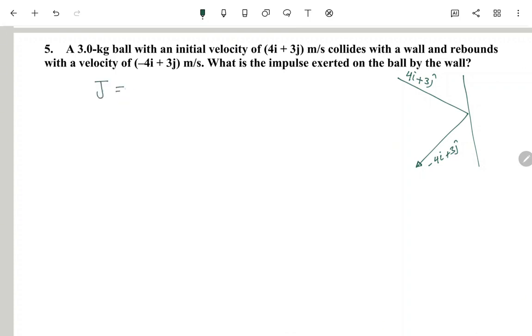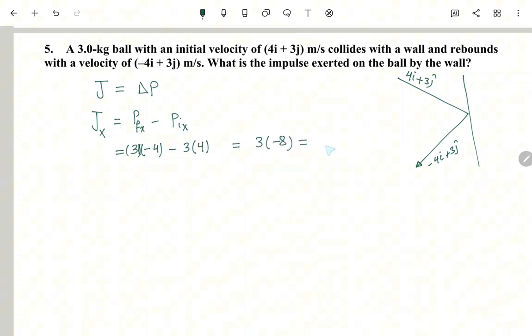Remember, impulse J is equal to delta p, and since delta p is a vector quantity, we have to analyze p into x and y components. So impulse actually on x is equal to p final x minus p initial x. Now the mass of the object is equal to 3 times the final x velocity, which is minus 4, minus 3 times the initial velocity, which is 4 in this case here, so it's equal to 3 times minus 8, or the impulse on x is equal to minus 24 newton second.